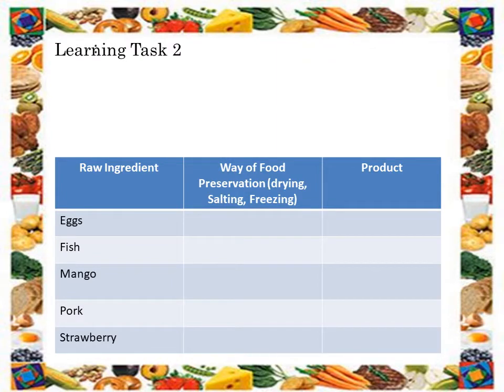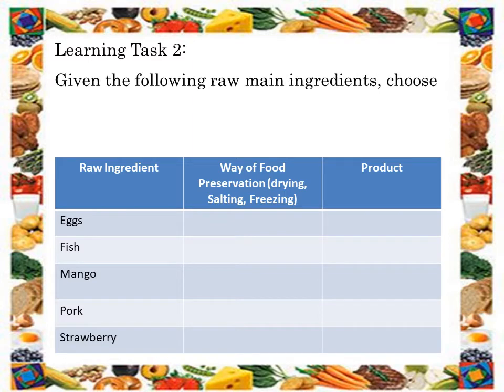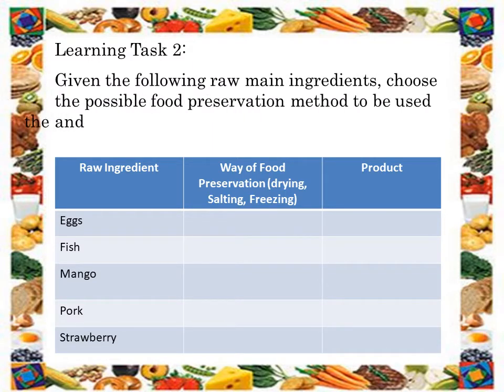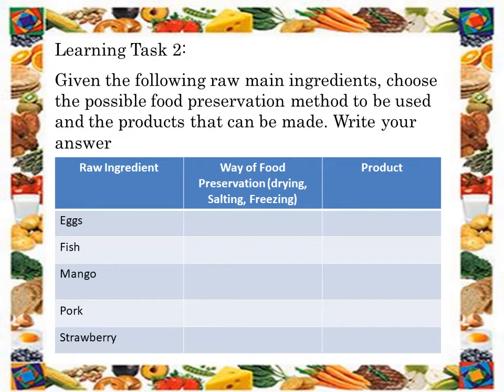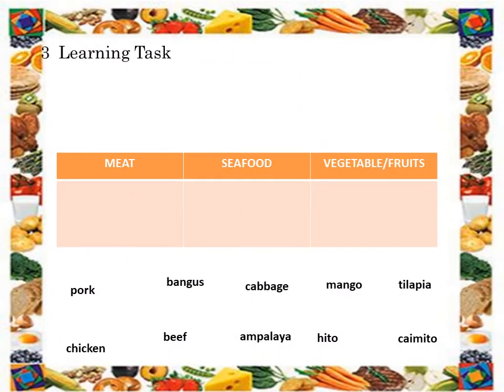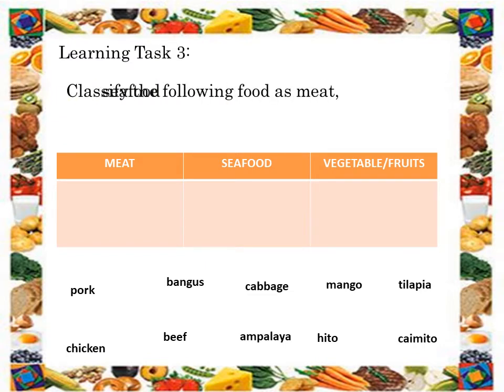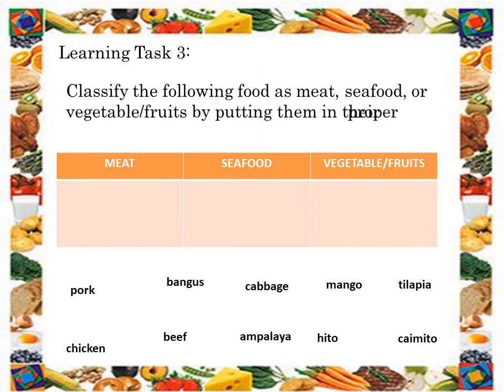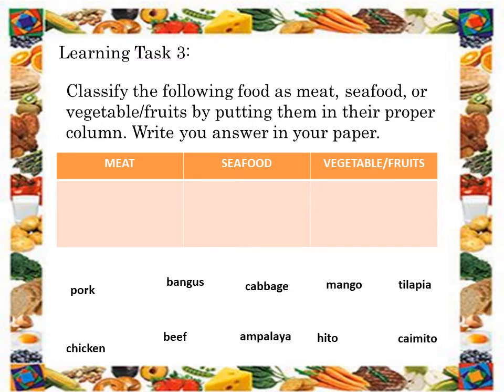Learning task 2. Given the following raw main ingredients, choose the possible food preservation method to be used in the products that can be made. Write your answer in your paper. For learning task number 3, you have to classify the following food as meat, seafood, or vegetable or fruits by putting them in their proper column. Write your answer in your paper.